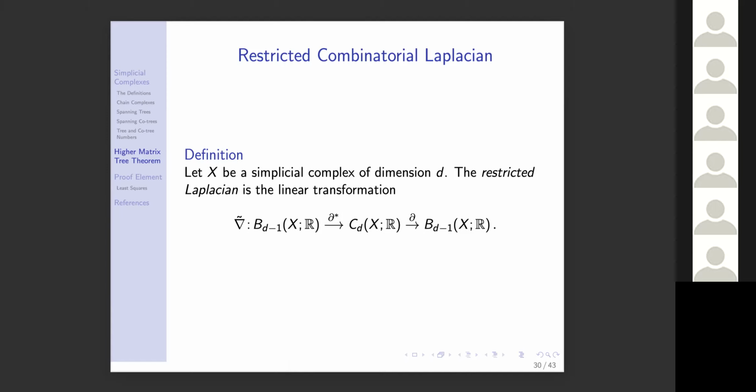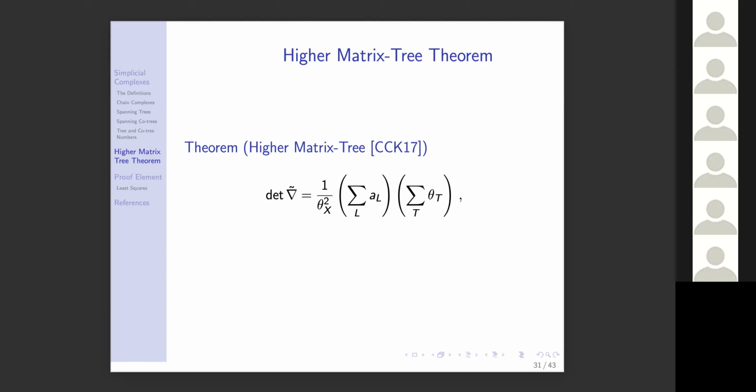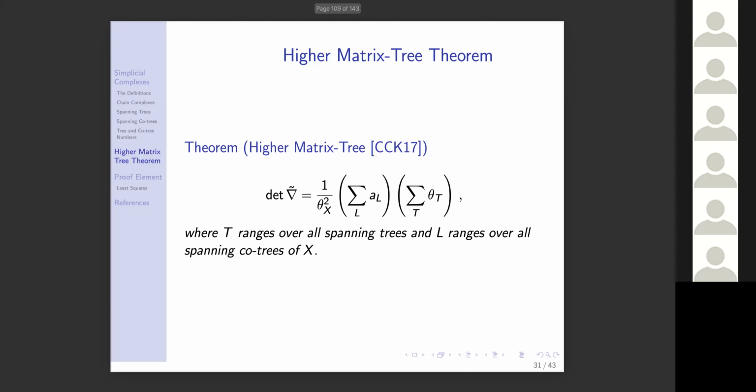It's a linear operator. And the higher matrix-tree theorem is the following statement, that the determinant of the restricted Laplacian has the following expression, which involves tree numbers and cotree numbers. So T here is going to range over all spanning trees. L is going to range over all spanning cotrees. And for each L, each spanning cotree, you take the cotree number. And for each T, you take the corresponding tree number. And then there's a prefactor in that product of sums, which is theta x squared, 1 over theta x squared.